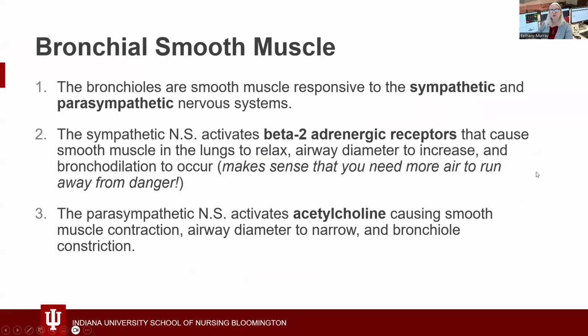So maybe what we want to do is increase the sympathetic nervous system activity in the lungs and decrease anticholinergic, the activity in the lungs. We want to increase adrenergic and decrease cholinergic activity. Okay, does that make sense?